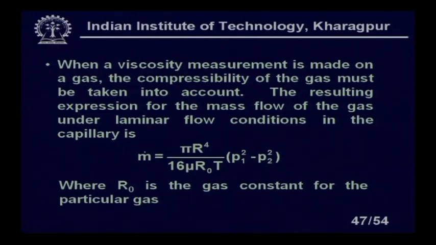When viscosity measurement is made on a gas, the compressibility of the gas must be taken into account, and the resulting expression for the mass flow of the gas under laminar conditions in the capillary is m dot equal to pi r to the power 4 by 16 mu R naught T, times p1 square minus p2 square. R naught is the gas constant. We want to differentiate it from this radius, that is the reason we have used different notations. r is actually the radius of the pipe or the capillary through which the gas is moving.